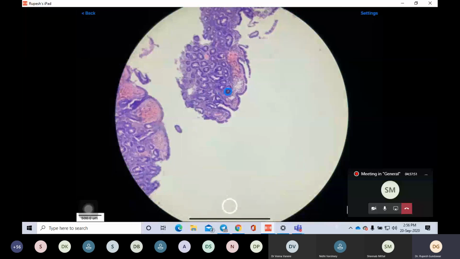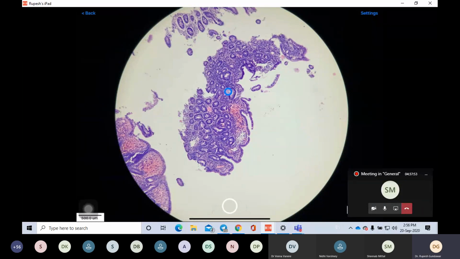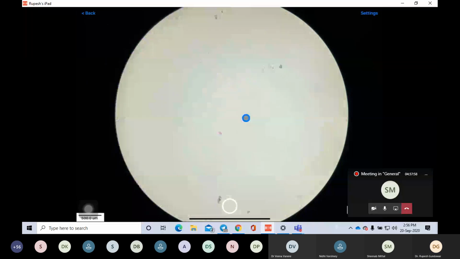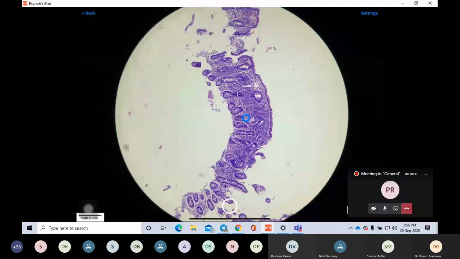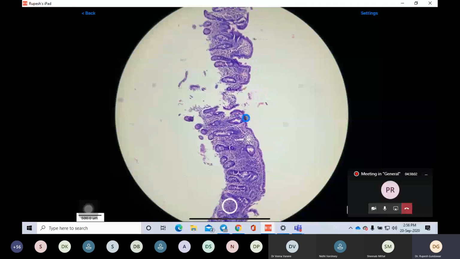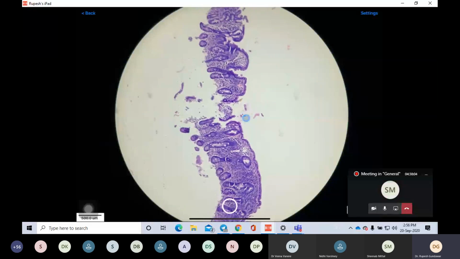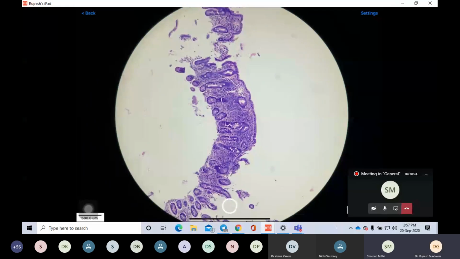I will show you the other bit for the villus flattening. See, here is villus flattening. Just evaluate these two bits and tell me what March grade you can give. Maybe it would be 3B. 3C. 3B.